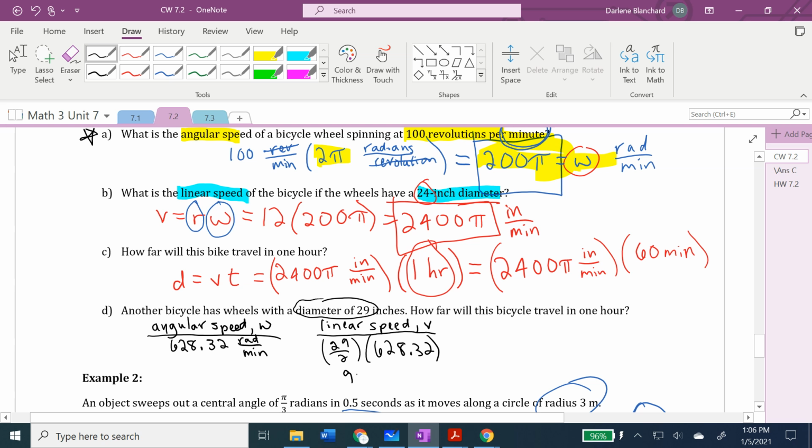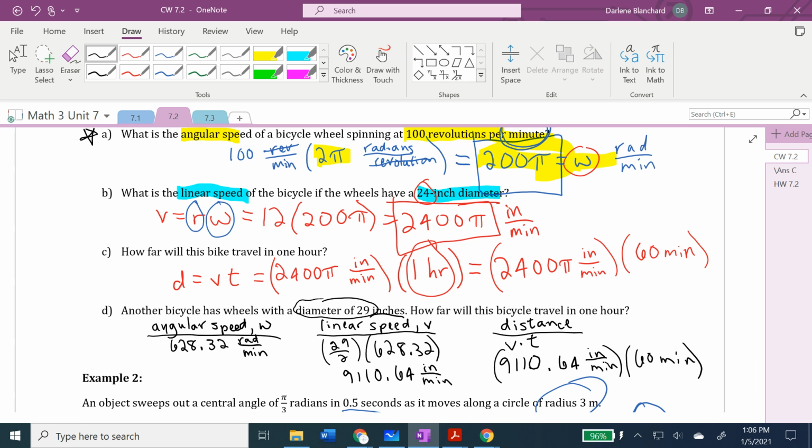My linear speed is 9110.64. And then I want to make sure I use the right units: inches per unit of time, which is minutes. Once I know my speed, which is the linear speed, to find distance, I'm always looking at speed multiplied by time. I just got that my speed was 9,110.64 inches per minute. I need to multiply that by the amount of minutes. 1 hour is 60 minutes. And then when I multiply those two numbers, that's going to tell me how many inches were traveled in 1 hour.